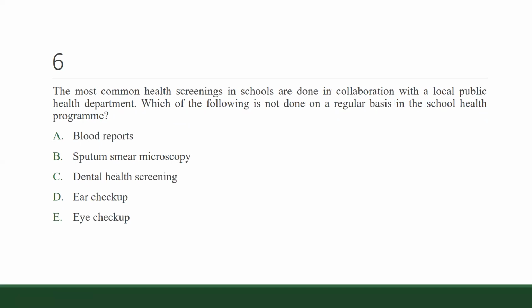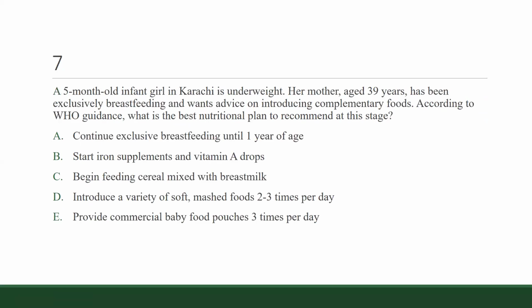Sputum smear microscopy. A 5-month-old infant girl in Karachi is underweight. Her mother, aged 39, has been exclusively breastfeeding and wants advice on introducing complementary foods. According to WHO guidance, what is the best nutritional plan to recommend at this stage? A. Continue exclusive breastfeeding until 1 year. B. Start iron supplements and vitamin A drops. C. Begin feeding cereal mixed with breast milk. D. Introduce a variety of soft mashed food 2 to 3 times per day. E. Provide commercial baby food pouches 3 times per day.